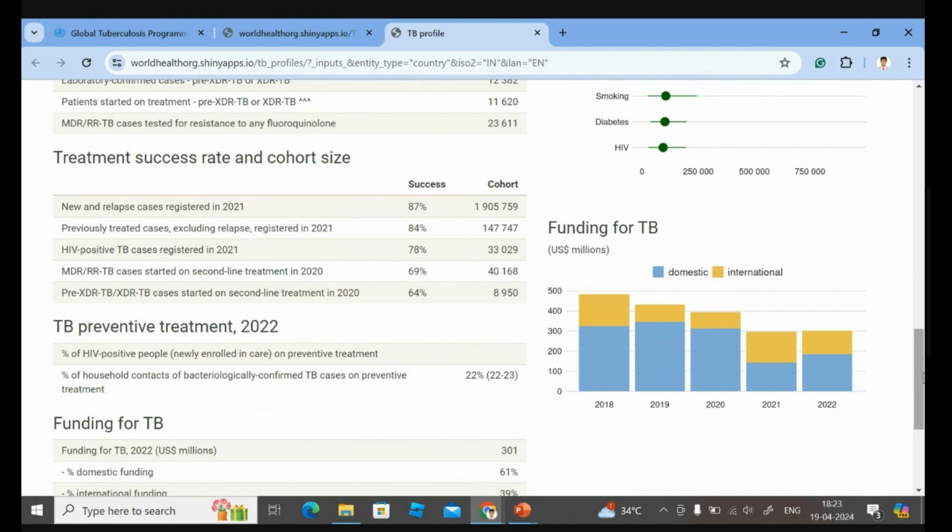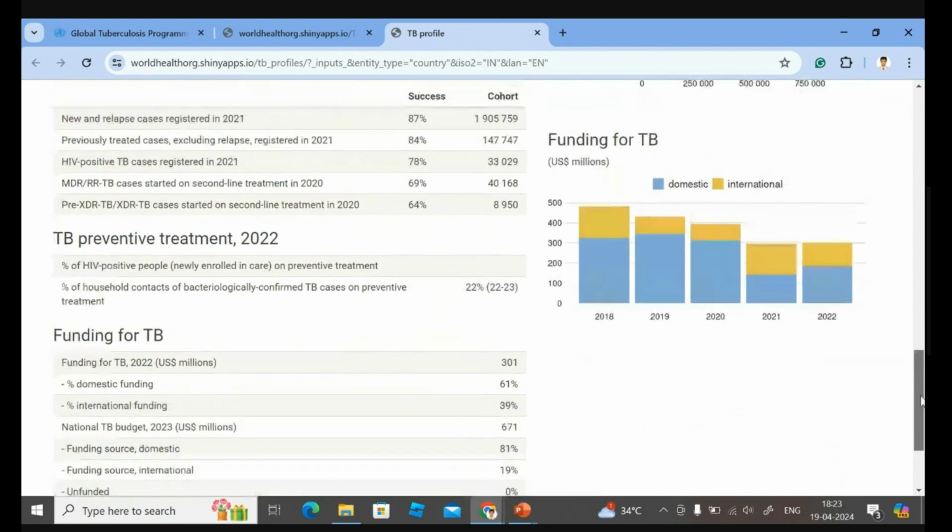So local NGOs or government or other bodies are doing it. International funding, you did have it, but the international funding has also reduced. In 2021, perhaps you got more international funding, but in 2022, the international funding is reducing. What could be the reason for international funding to get reduced in 2022? Any idea?